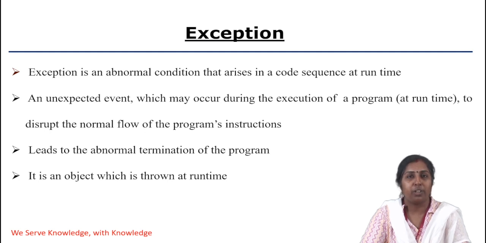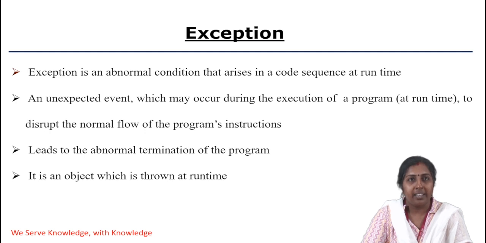Before coming to the topic exception handling in Java, we have to know what an exception is. An exception is an abnormal condition that arises in the code sequence at runtime. During runtime, errors may occur, and at the same time some abnormal conditions may occur. It can be considered as an unexpected event which can occur during the execution of a program. This unexpected event may disrupt the normal flow of the execution of the program, and it may sometimes also lead to the abnormal termination of the program itself.